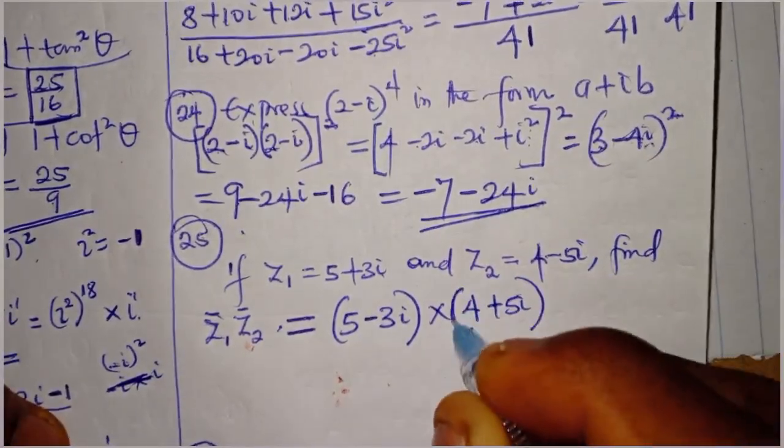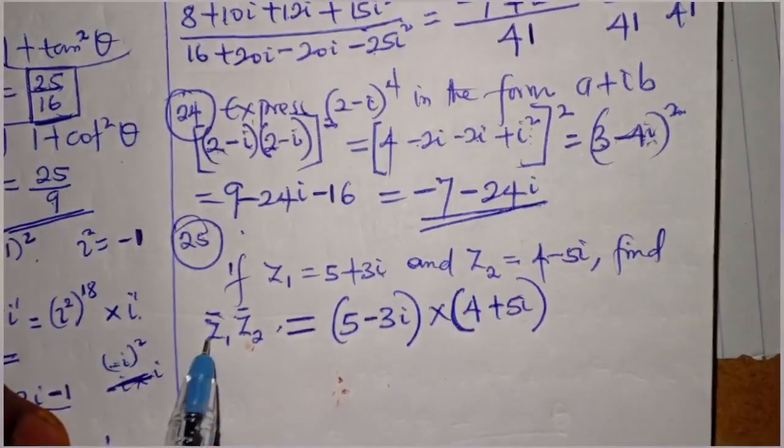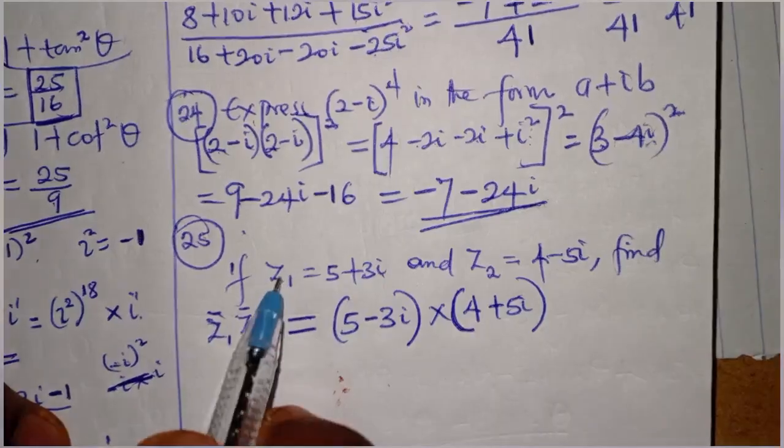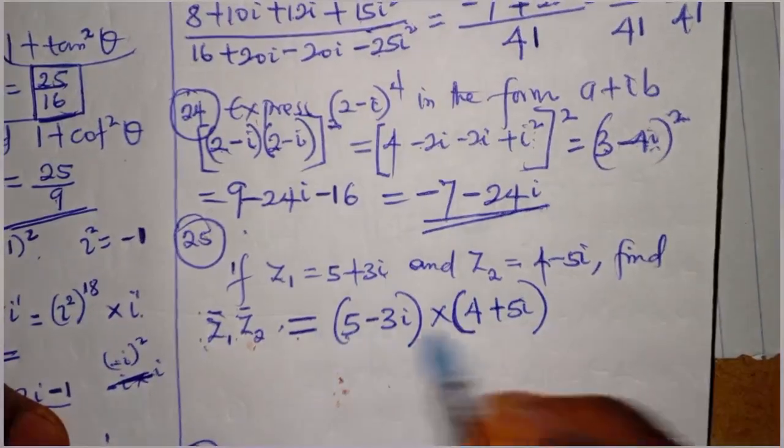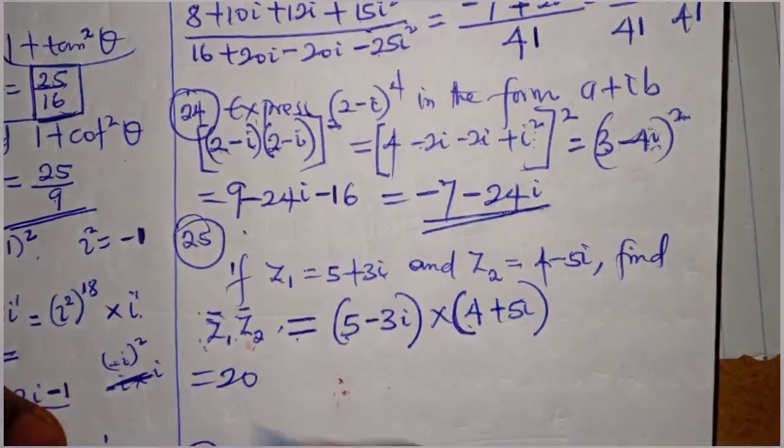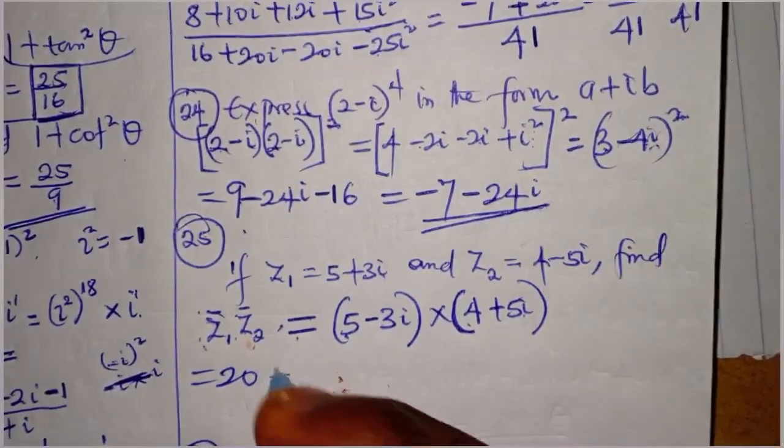So the product of this is actually the product of the conjugate of z1 and z2. 5 times 4 is 20. 5 times 5 is 25.